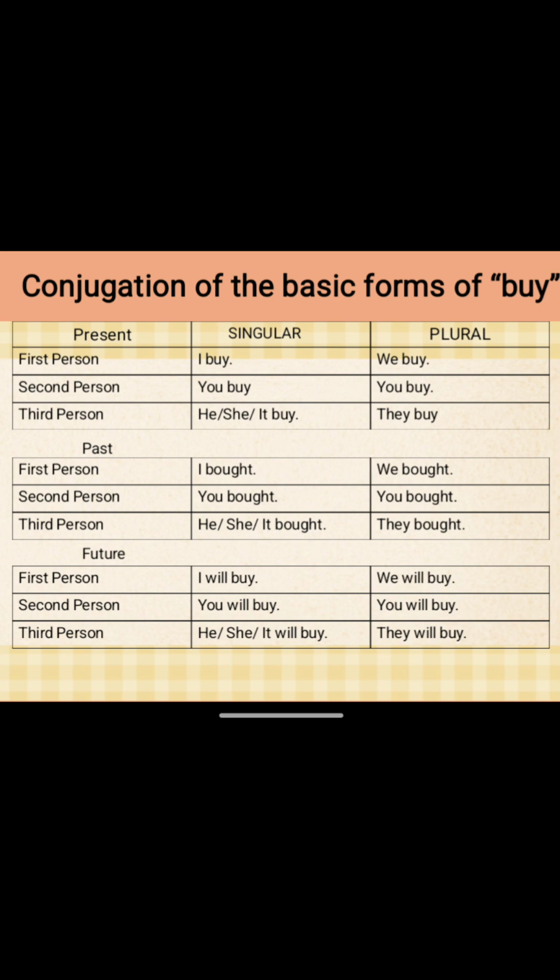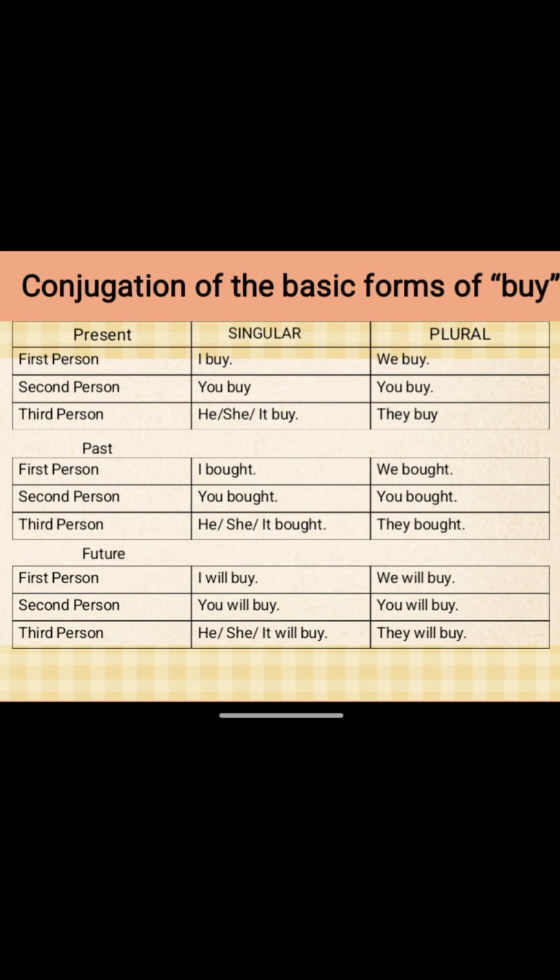So in the past tense, singular, in the first person I bought, and the plural we bought. In second person you bought, and also in the plural is you bought. And the third person he, she, it bought, and they bought. So past tense is the action that already happened.